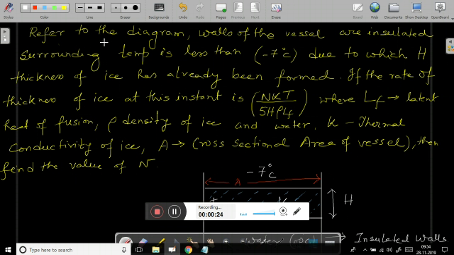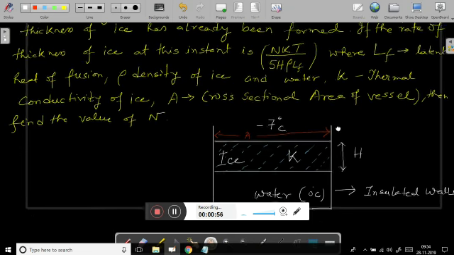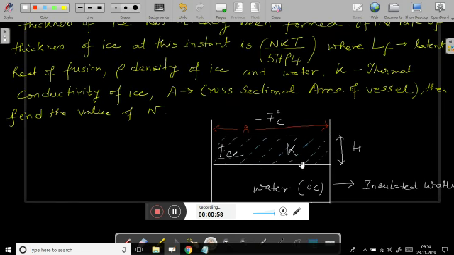Here it is mentioned: refer to the diagram mentioned below. The walls of the vessel are insulated, and the surrounding temperature is less than -7 degrees. That means the walls of the vessel are insulated, and the outside temperature is -7 degrees, due to which H thickness of ice has already been formed. So this is the thickness of the ice which has already been formed, and the outside temperature mentioned is -7 degrees.